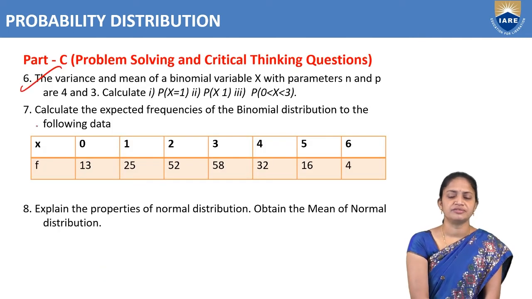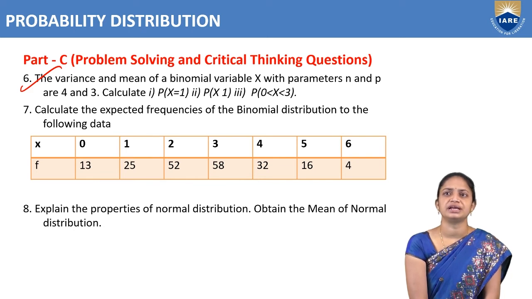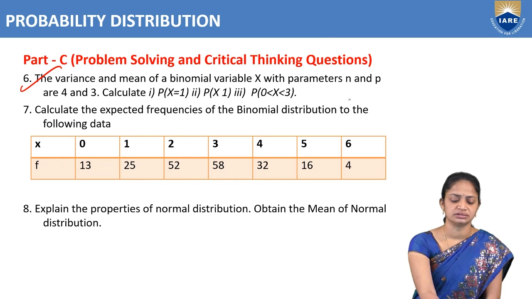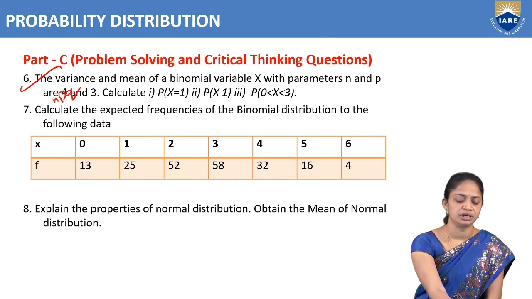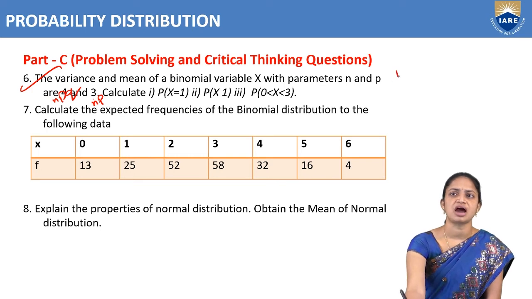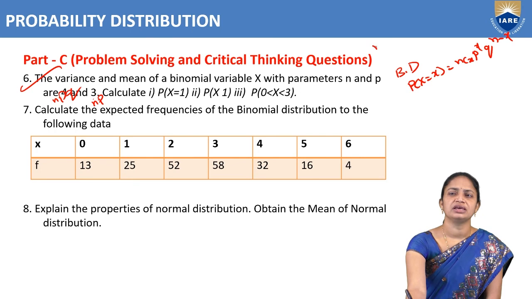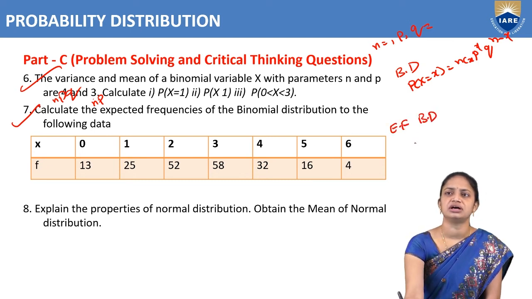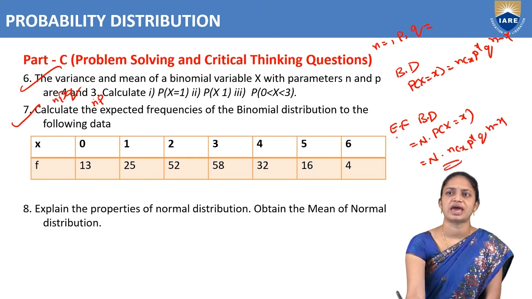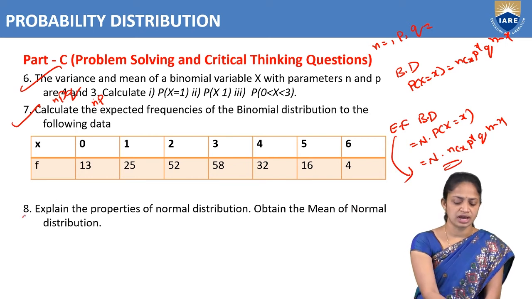So coming to the next one, the variance and mean of the binomial variable x with parameters. So variance is NPQ, and mean is NP. So here we have to use the binomial distribution formula. So that is P of X equal to x, that is equal to nCx p power x q power n minus x. Okay. So here we need to calculate the n value, p value, and q value also. And coming to the next question, the expected frequency of binomial distribution is n into P of X equal to x. So the formula, the binomial distribution formula is nCx p power x q power n minus x. So like that we can calculate the expected frequencies. And this is also a derivation.